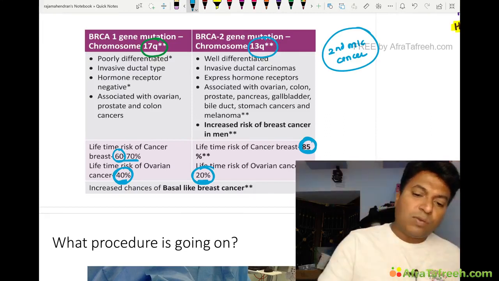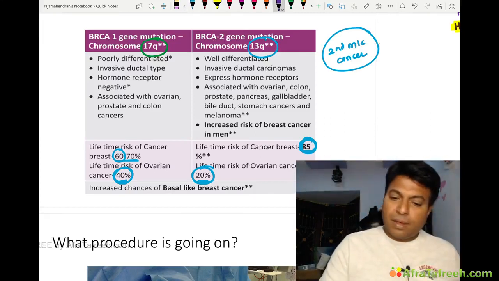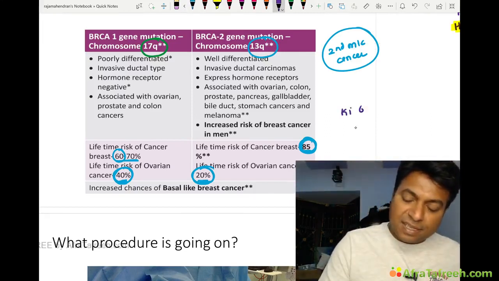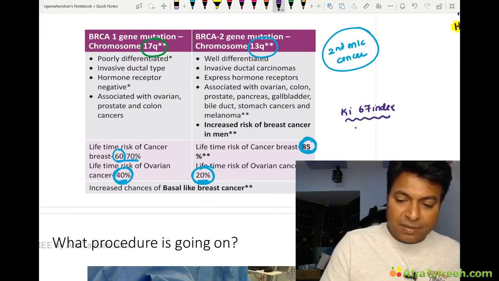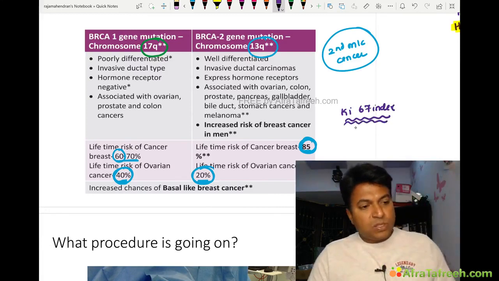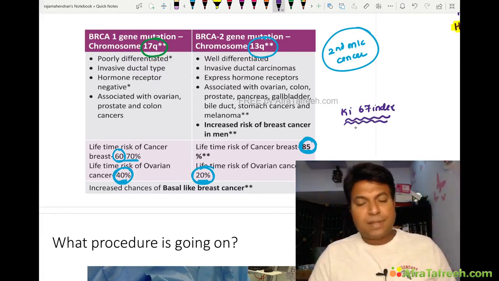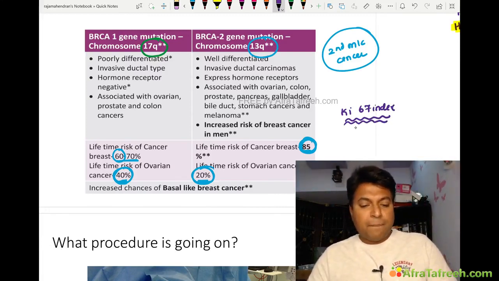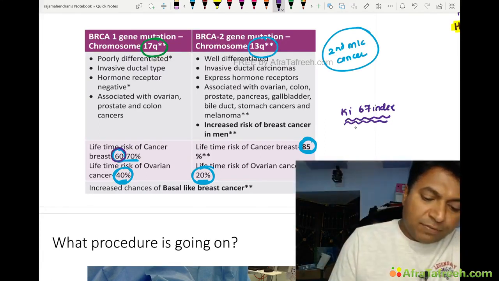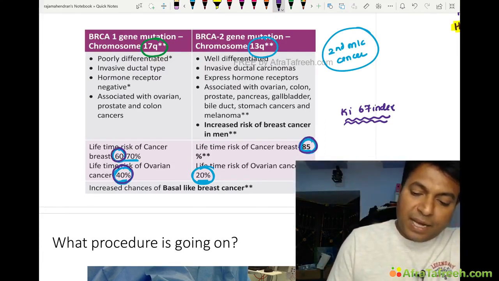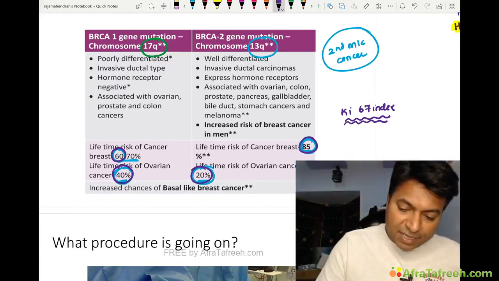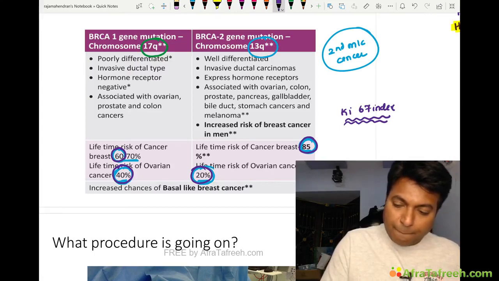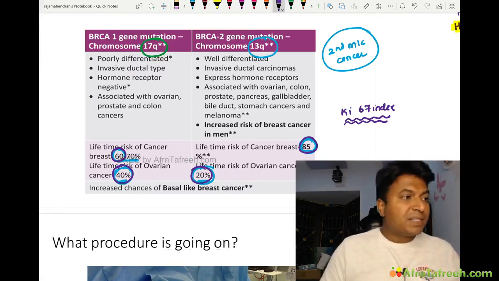Yes, we have to do this for all cancers; we can also do the Ki67 index. I am not going into the details because they will be discussed in pathology. In surgery, we don't deal with them. So the Ki67 index, everything will be discussed in pathology. But please remember, BRCA1 60, 40, and BRCA2 80, 20, and male breast cancer is associated with BRCA2 mutation.